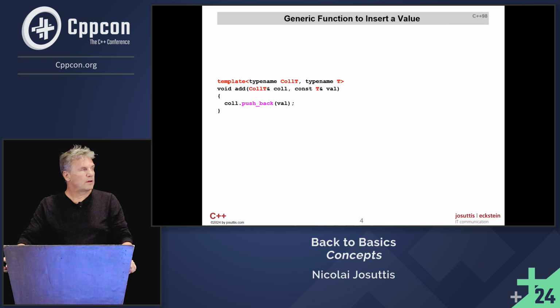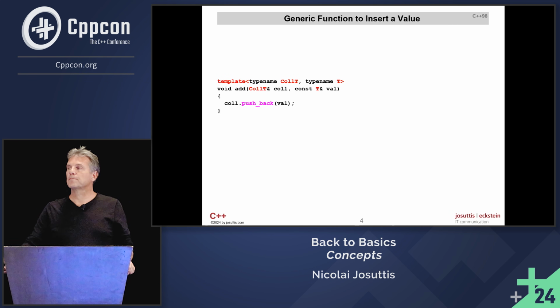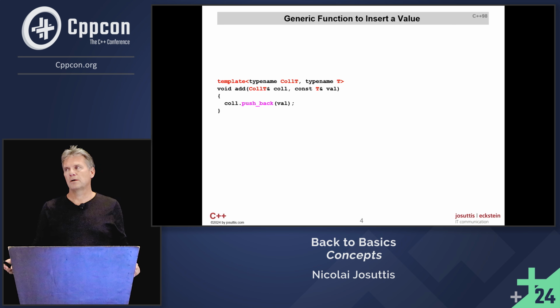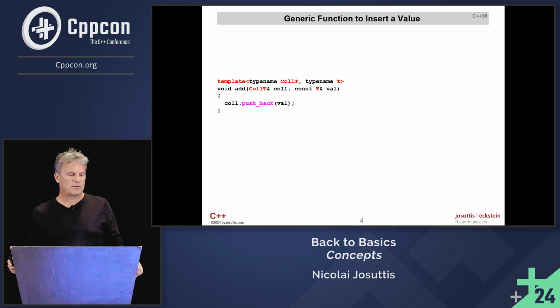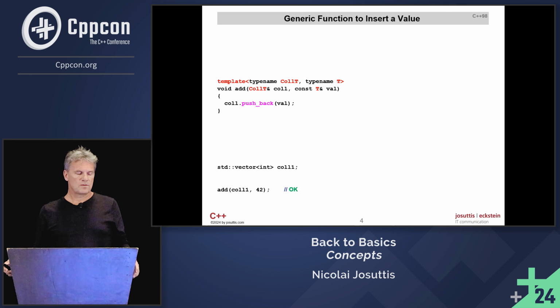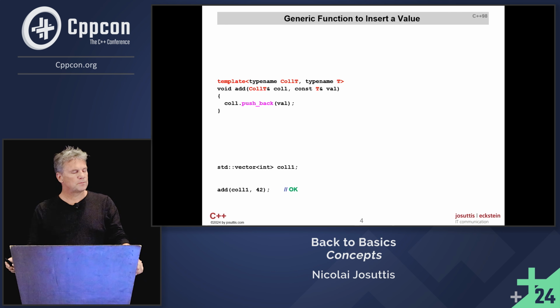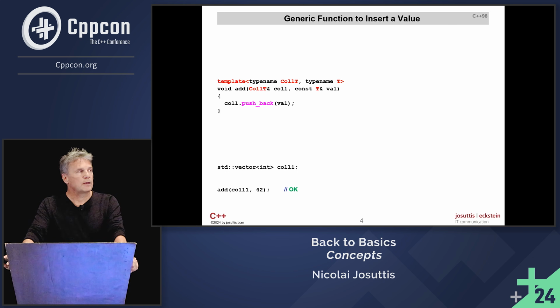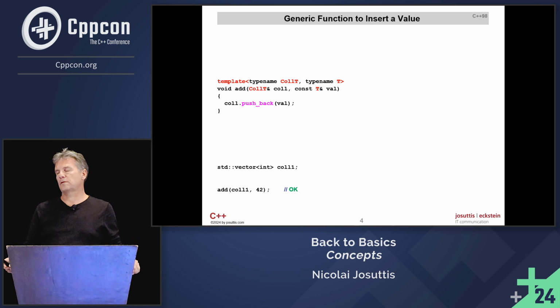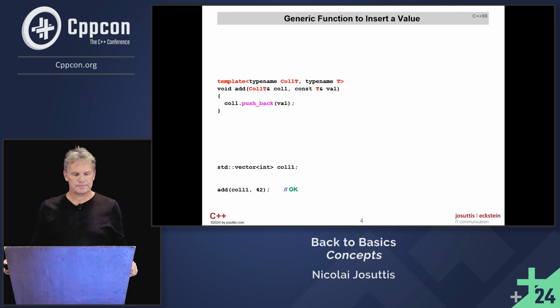Assume you have a function template called add. Let's add a value into a collection. Both are generic, so generic type for the collection, generic type for the value I want to add or insert. The way I insert it here is I call push_back. So I can call this function template with a vector and an int. That will compile, so at that moment we instantiate the template and everything is fine.